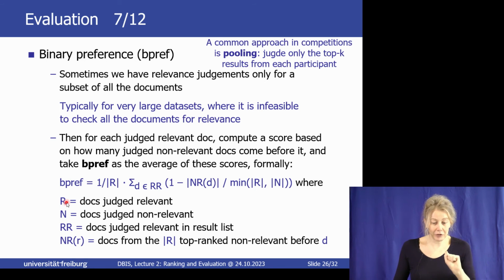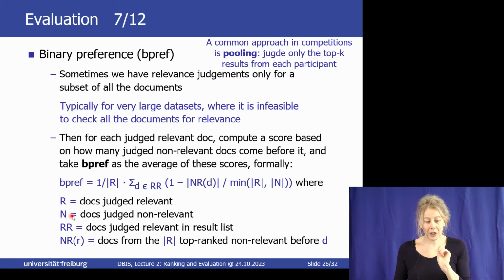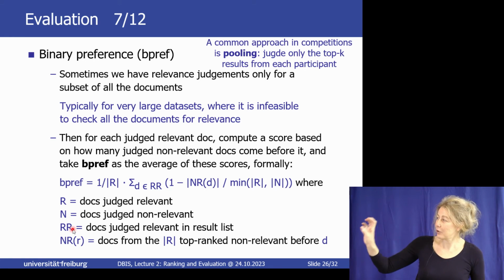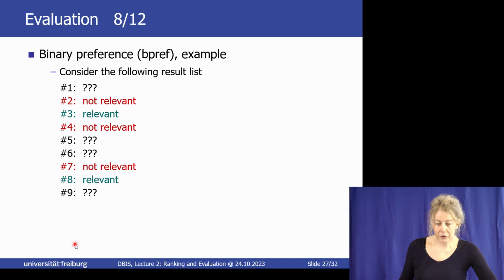So we have a set of relevant documents. We have a set of non-relevant documents. Somebody looked at them and said, this is not relevant. It was returned by one of the engines in the competition, not relevant. Now we are talking about a particular engine. We always want to judge a certain result list, like with the previous measure. That's RR. Now this is what our search engine returned, and we will talk about this in a second. So here's an example.